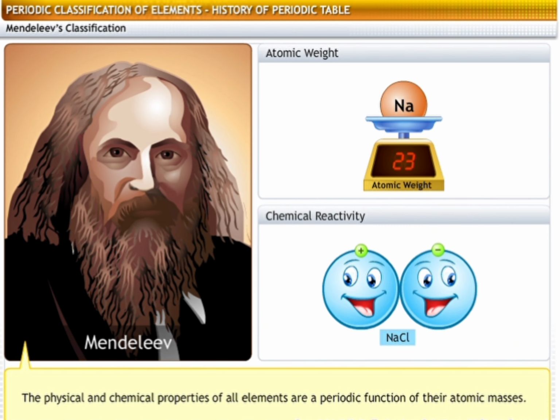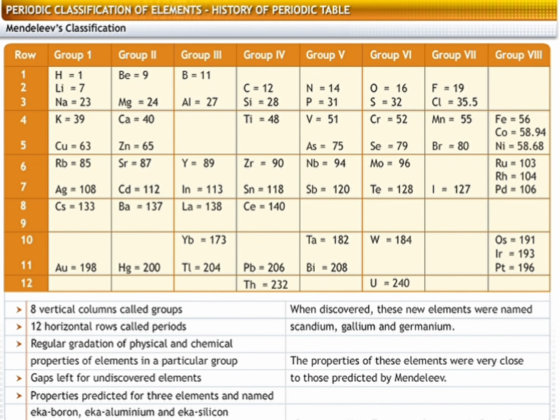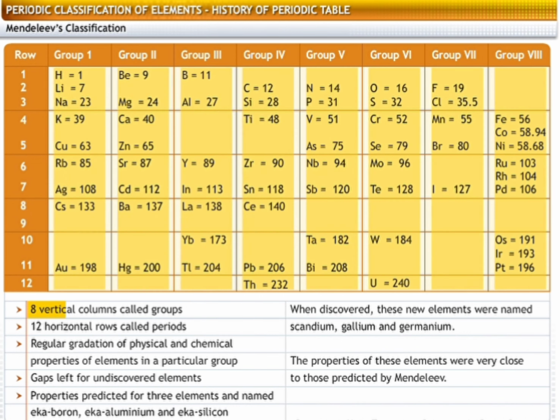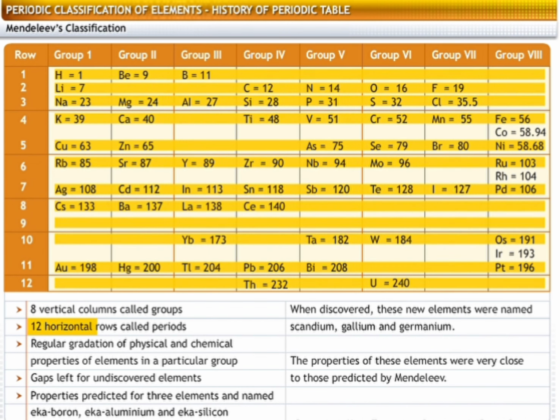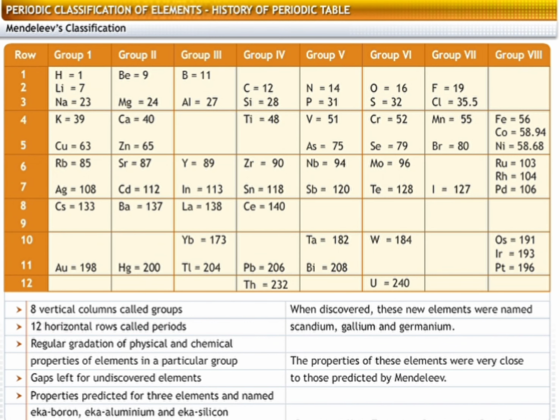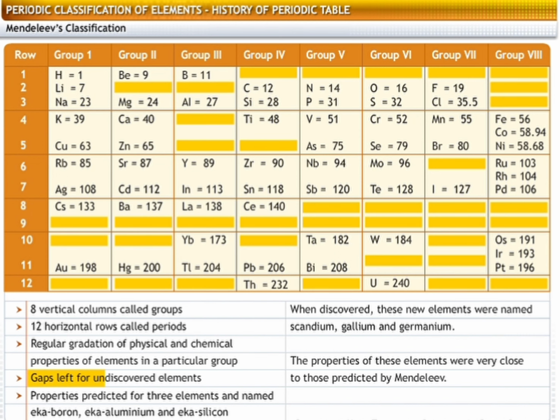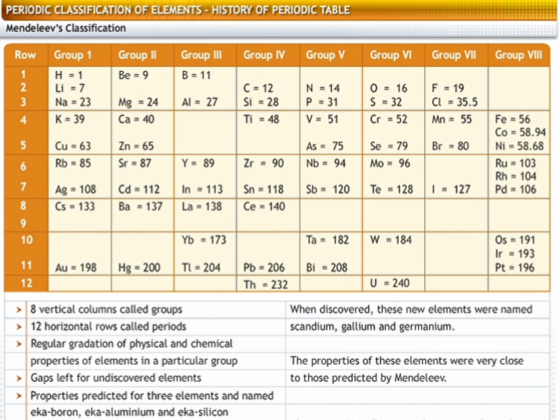Mendeleev's periodic law states that the physical and chemical properties of all elements are a periodic function of their atomic masses. Let's look at the features of Mendeleev's periodic table. The table had 8 vertical columns called groups and 12 horizontal rows called periods. In every group, a gradation of physical and chemical properties of elements was observed. The table provided gaps for undiscovered elements.